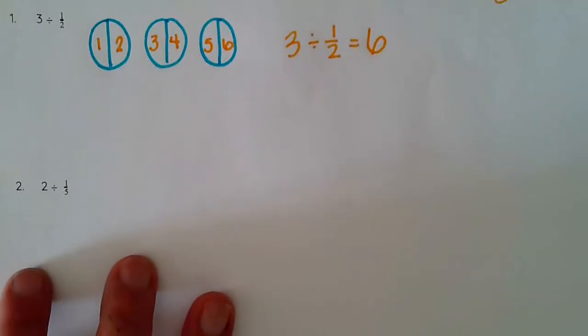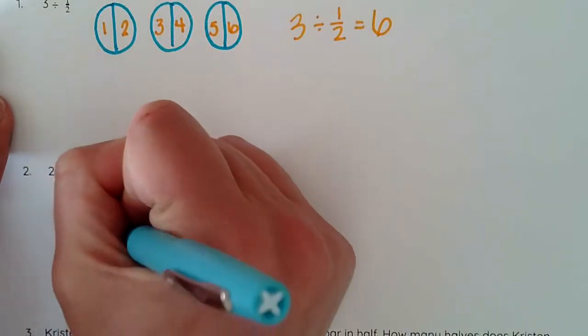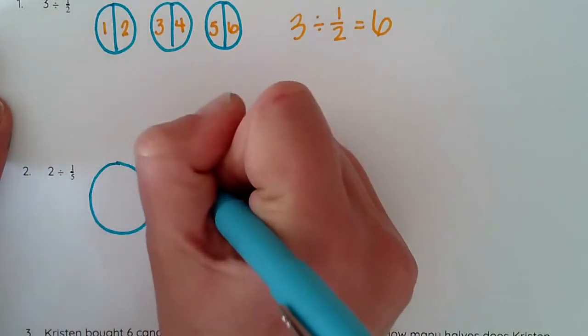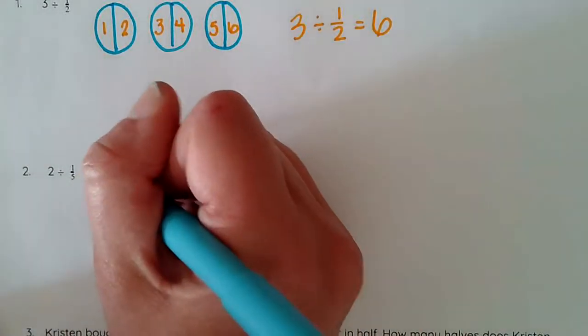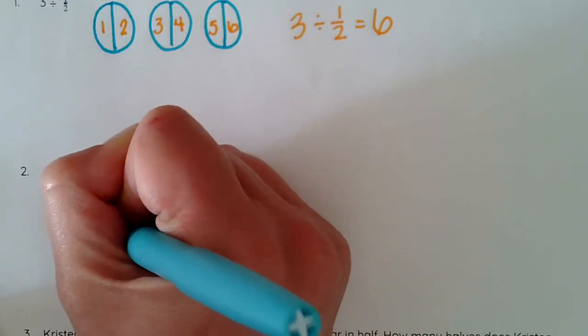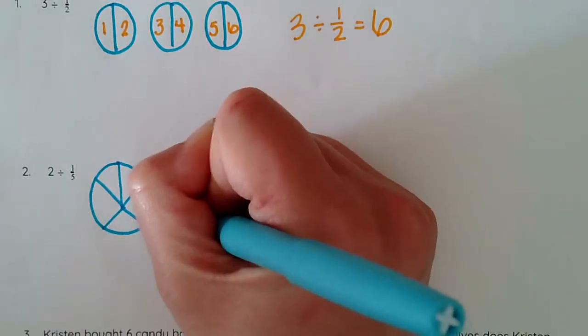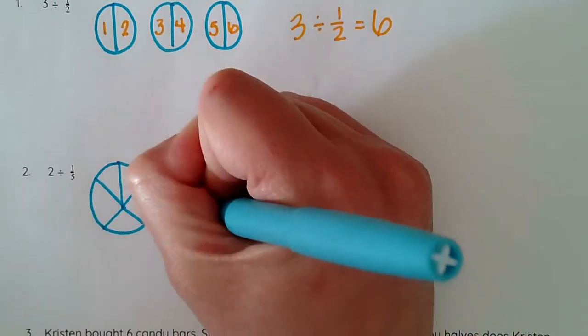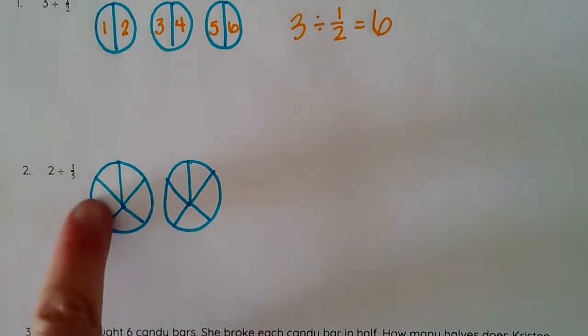Let's try this one here. It says 2 divided by 1/5. So maybe this time it's pizza. Okay, so I've got 2 pizzas, and I'm sharing those 2 pizzas, so I'm dividing them into fifths. I split these. Remember, my pieces should be close to even. These are less than close to even. Okay, so now I cut my pizza into 5 parts each.